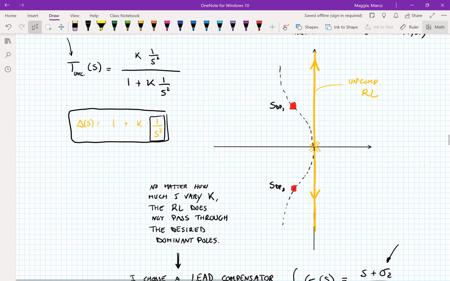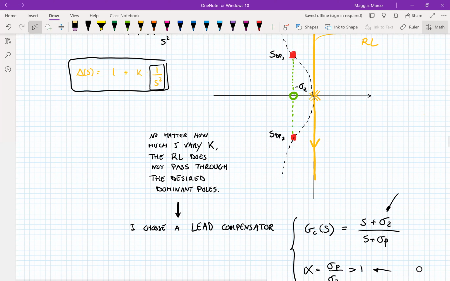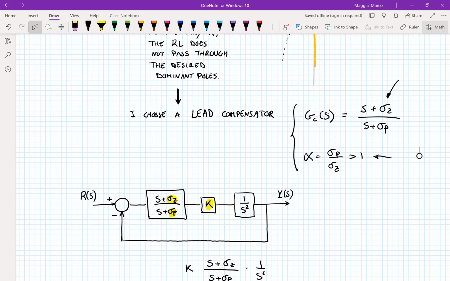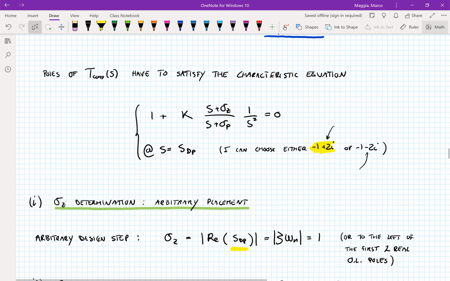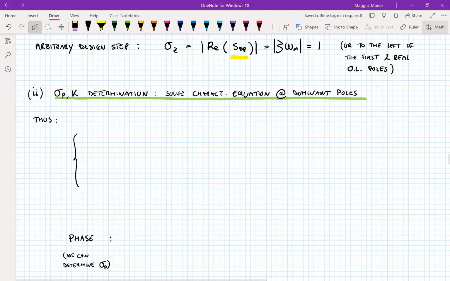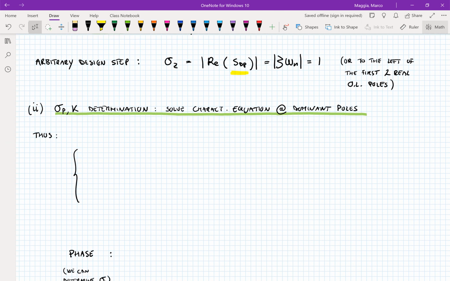So if we go back to the S-plane, we would do the following. We would just project the dominant poles onto the real axis, and we'll use this location on the real axis as our zero. So we are at minus sigma z. And this is an arbitrary step. However, now the determination of sigma p and k will be forced, because now we have to satisfy the characteristic equation.